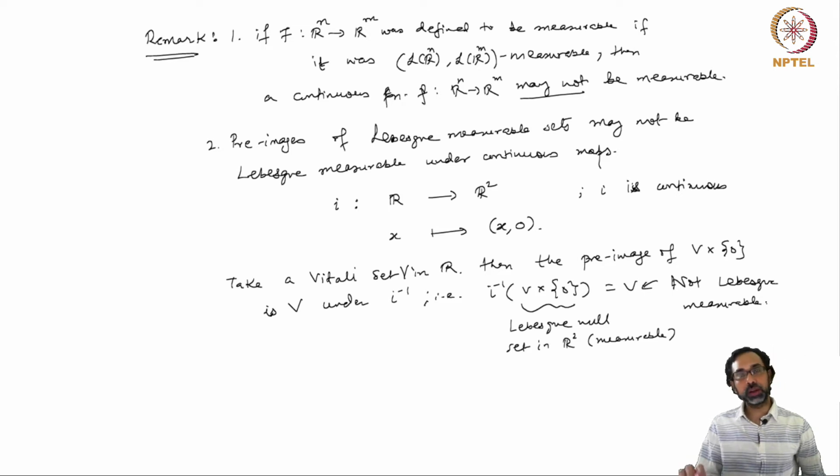Because we want our continuous functions to be measurable, rather than taking the Lebesgue sigma algebra on the target space, we only consider the Borel sigma algebra, and then the pre-image of a Borel measurable set is always Lebesgue measurable. So then there is no problem, and we have that continuous functions are in fact measurable.